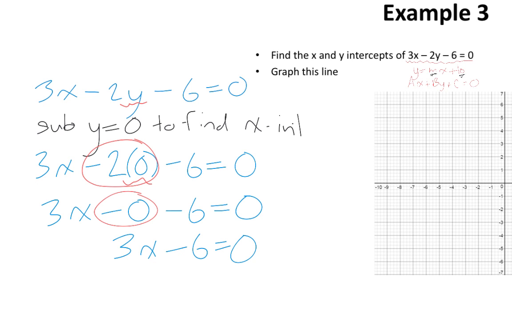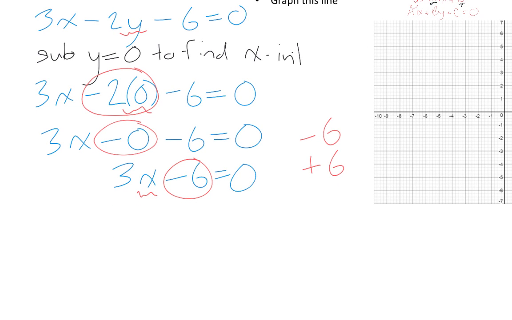I want to isolate x, but x is stuck with a negative 6, and it's stuck with a coefficient of 3. So let's think about negative 6. What is the opposite operation of negative 6? The opposite operation of negative 6 is positive 6, in other words, plus 6. So we are going to add 6 to both sides of this equation. So I'm going to write 3x minus 6 plus 6 equals 0 plus 6.